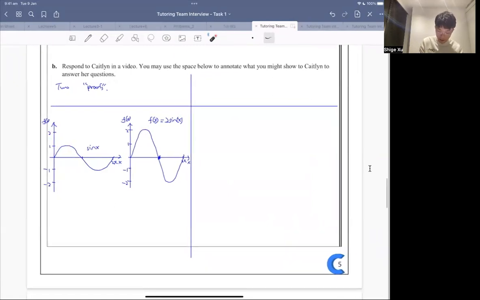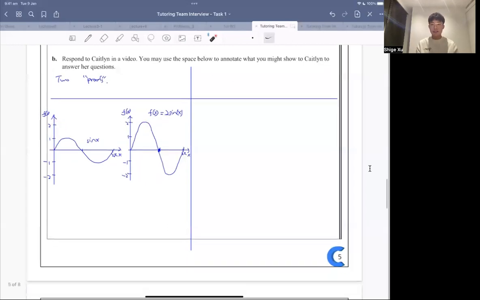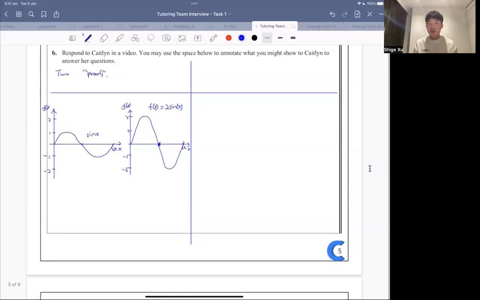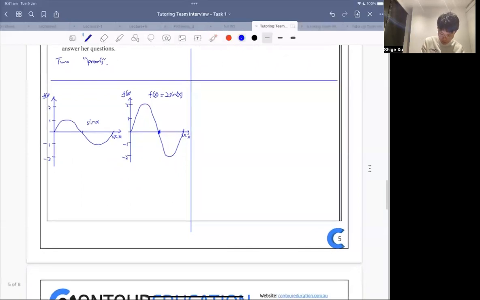So for every x value, we double the y value. For example, if we take that point, it was 1. Now we double it, it becomes 2. So if we stretch it along the y-axis, that's a dilation from the y-axis. In other words, we change the y output. Okay, the effect is made on y instead of x.